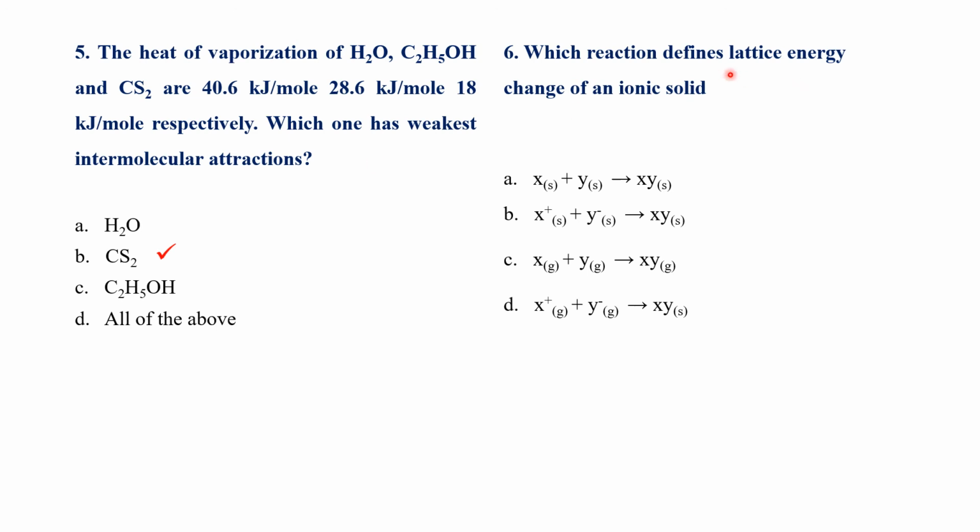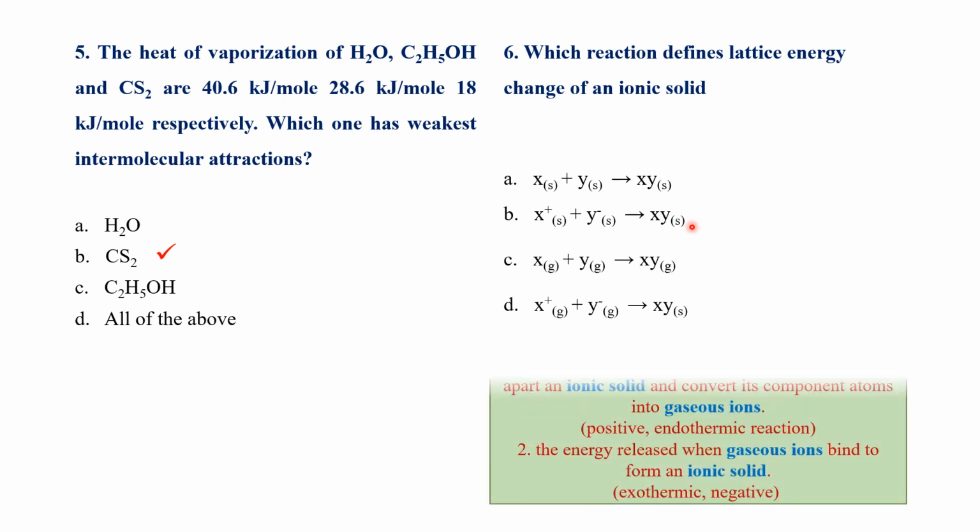Which one defines a lattice energy change of an ionic solid? There are many reactions given. So first we will define the lattice energy. It is the energy required to break the ionic solid into the constituent gaseous ions. It means we are giving energy to it, so it has a positive sign, or we can say the reaction will be endothermic. Or we can also define lattice energy as the heat released when gaseous ions bind and form an ionic solid. In this case the energy is released, so it is exothermic and has a negative sign.